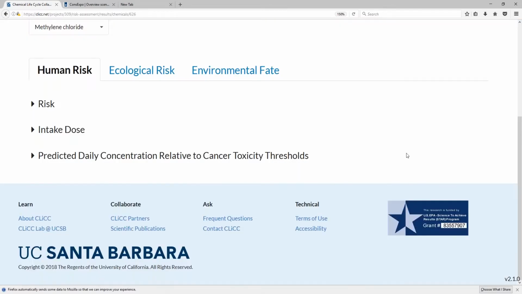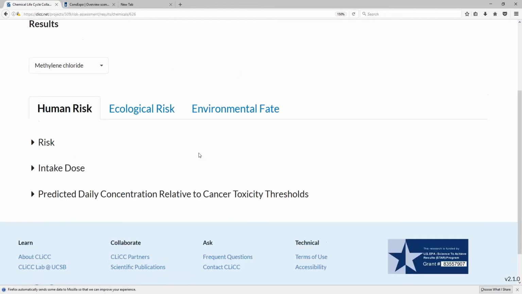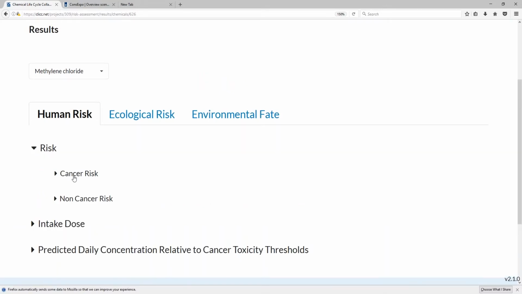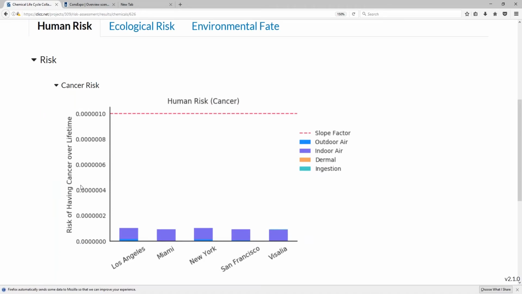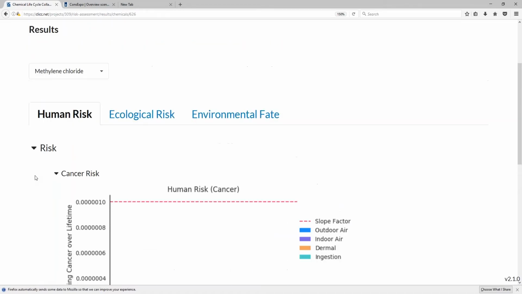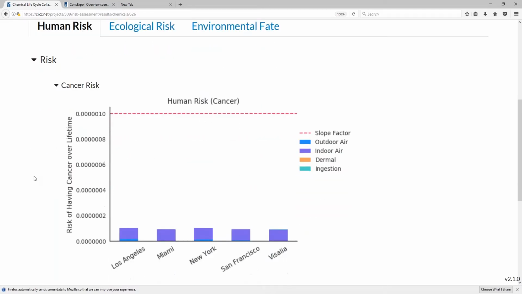So this is now for the paint strippers, and we're going to start out with looking at the human risk, so cancer risk. This one is for the methylene chloride. And so here, that would show the cancer risk for this compound. So it's below the threshold that we have here for the conditions that we have.